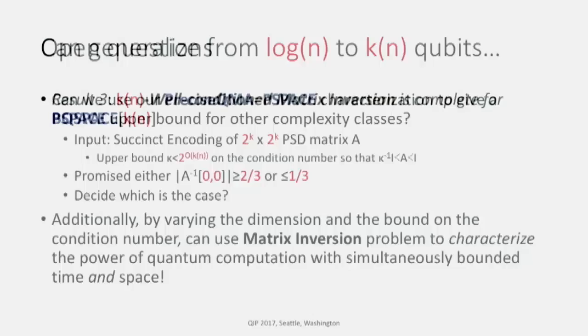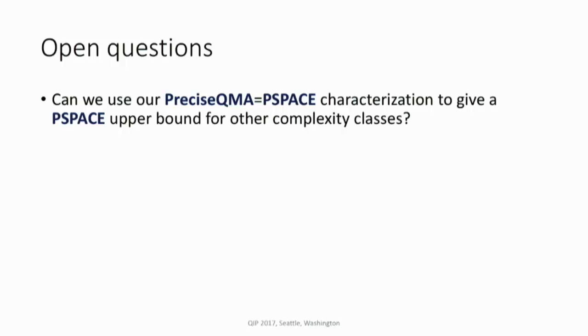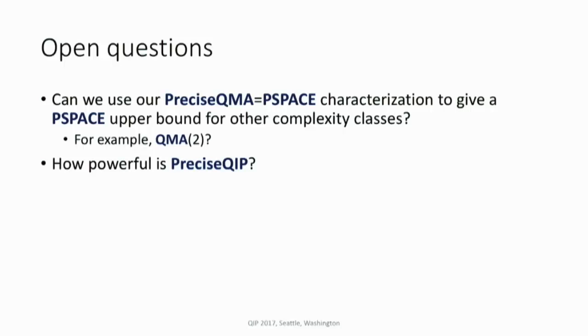All right, let me end with some open questions. Can we use this result that I mentioned about precise QMA exactly equaling PSPACE to give a PSPACE upper bound for other complexity classes? I think what we'd really want is to understand a good upper bound for QMA2. So can we do this by showing that QMA2 is contained in precise QMA, which would show a PSPACE upper bound? How powerful is precise QIP? This is the QIP with inverse exponential completeness-soundness gap, so we don't know.